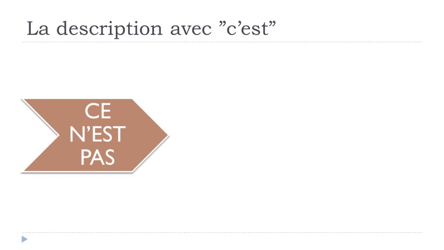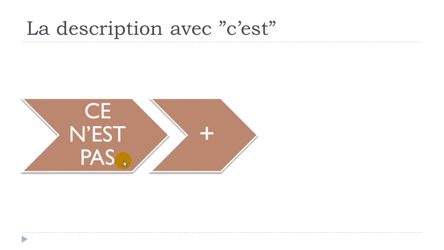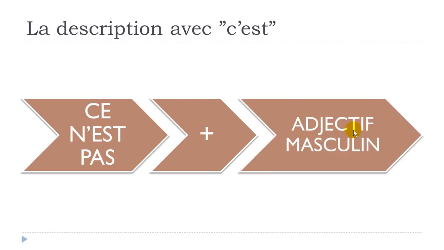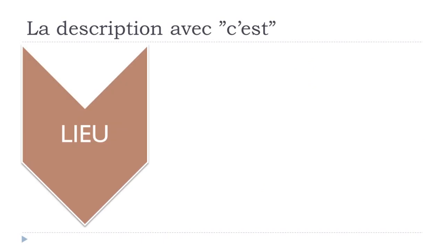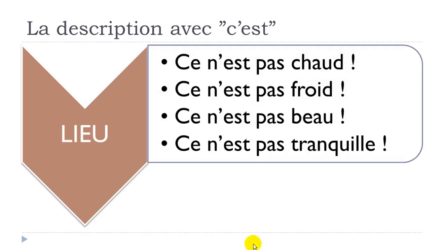So the second option would be to put this structure in the negative form, which is not that difficult, because technically you just keep your structure and add, as usual, the ne and then pas before and after the verb. Same thing here, you put the adjective in the masculine form. We will basically just see one more time all the examples we had previously, but in the negative form. So if you want to describe a place, ce n'est pas chaud, ce n'est pas froid, ce n'est pas beau, ce n'est pas tranquille.